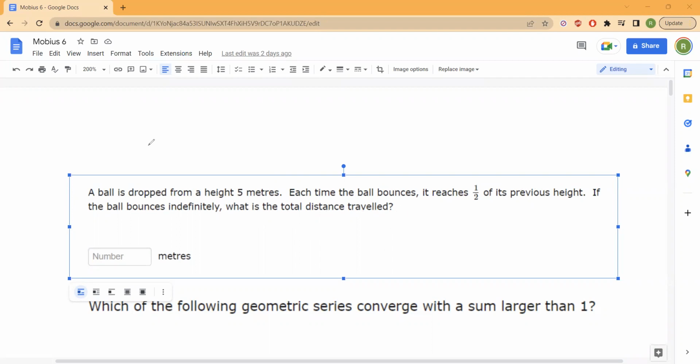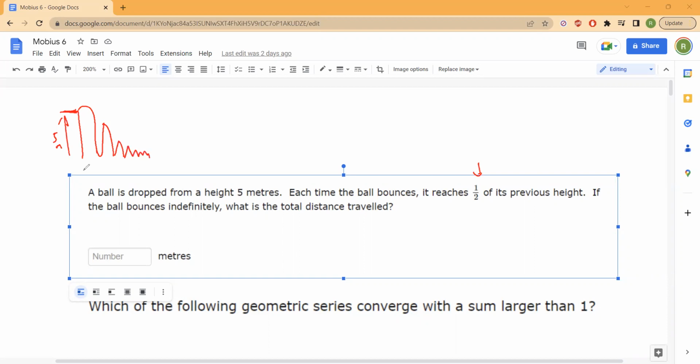So first, what we need to realize is what this ball is doing. In essence, if we're standing on some sort of platform 5 meters above the ground, we would drop a ball. This ball would travel 5 meters. Then it would bounce up half of its height before, and then bounce back down. Then it would bounce again half of its height, then back down, then up half, down, and so on and so forth.